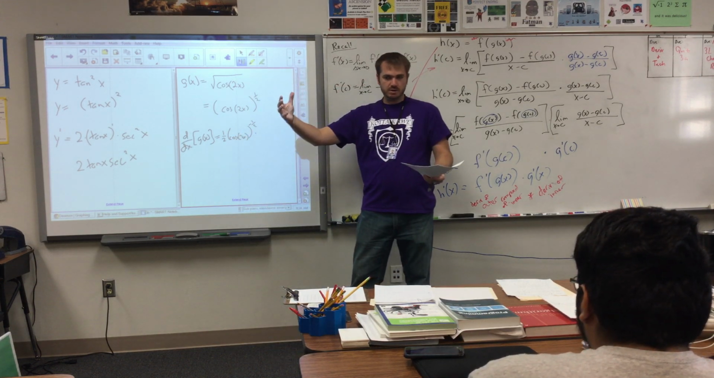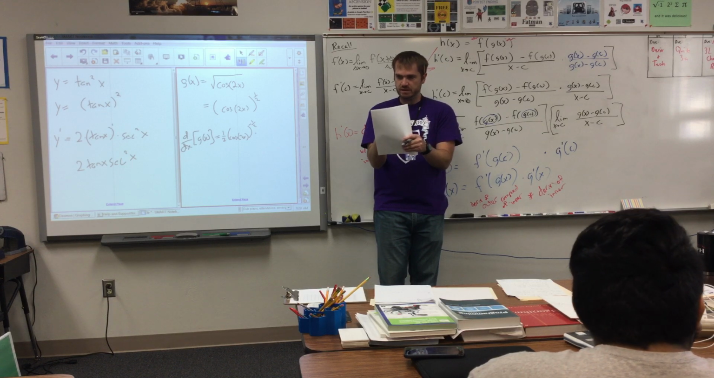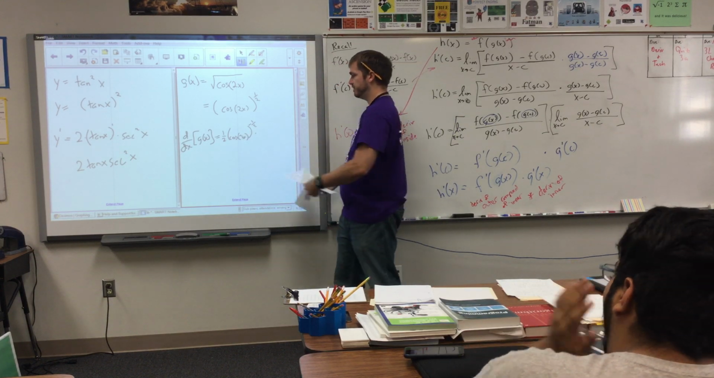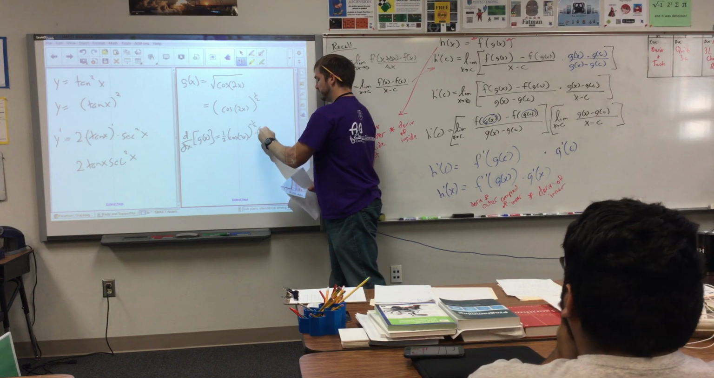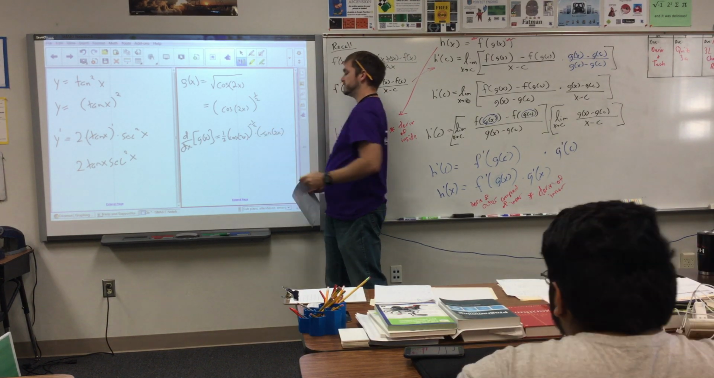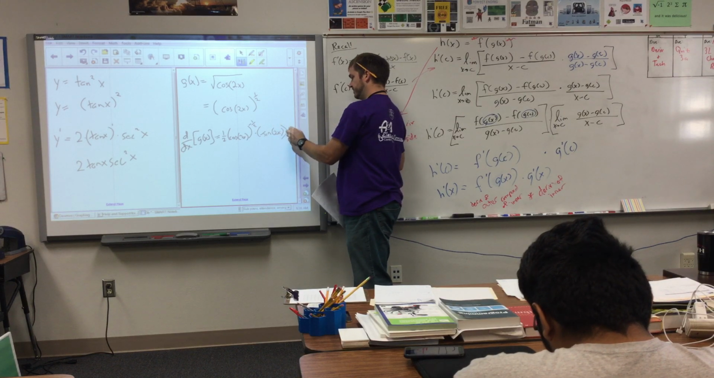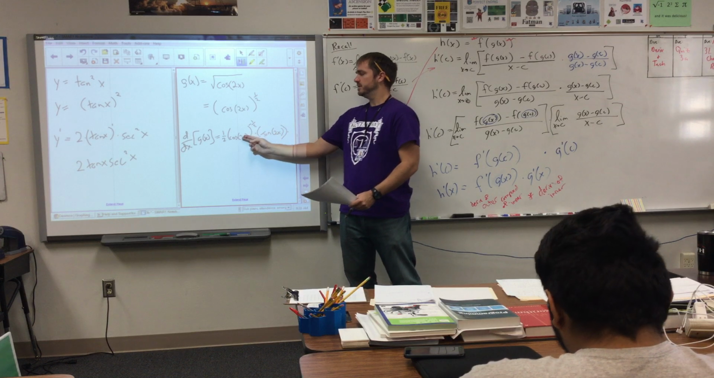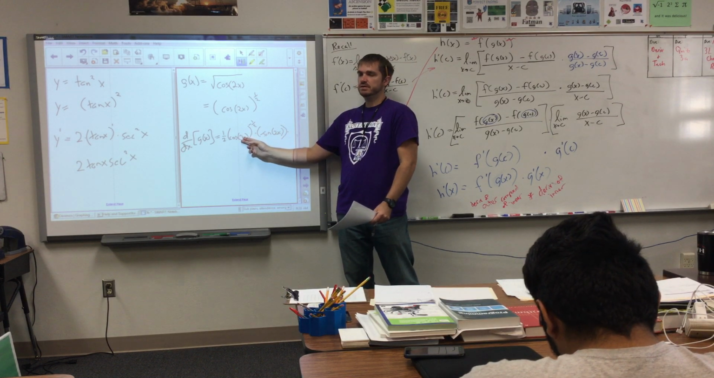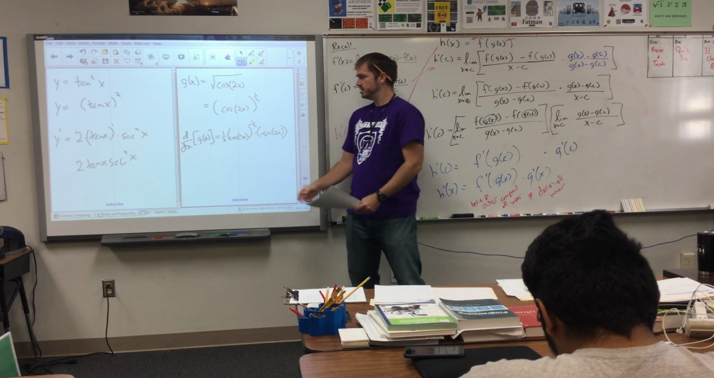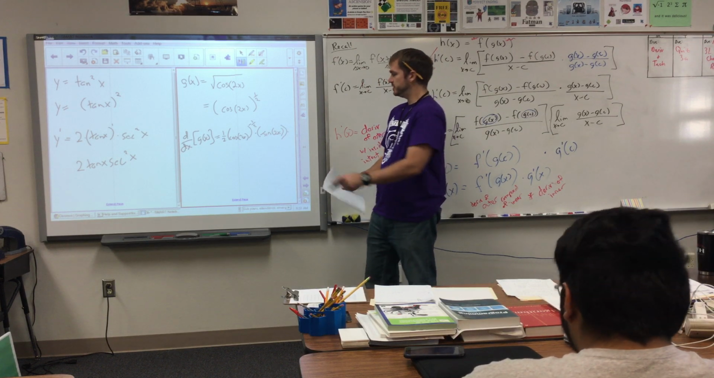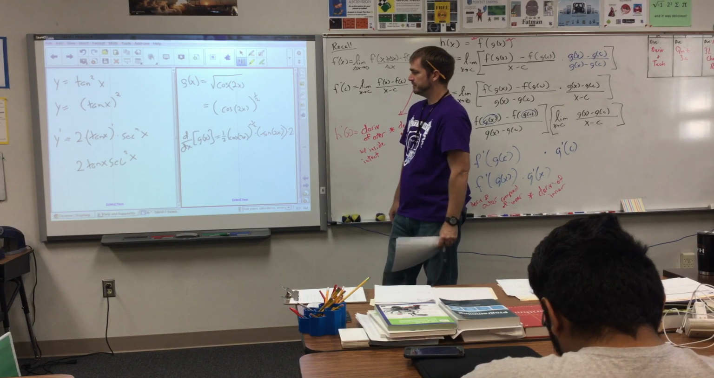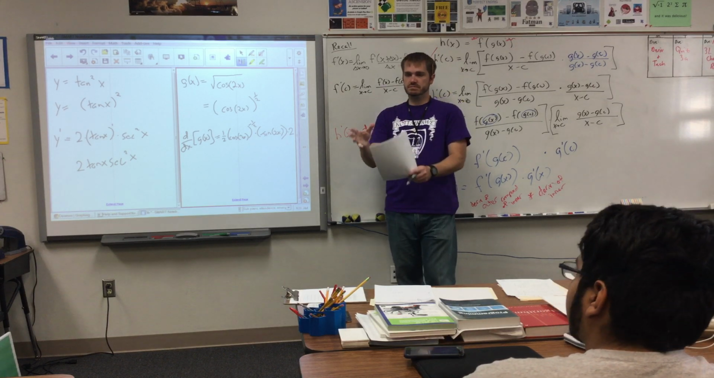The outer function being cosine, the inner function being 2x. So it's cosine of blah. What's the derivative of cosine? Negative sine. So negative sine of blah, so negative sine of 2x. Then times the derivative of its inside. Derivative of 2x is 2. So you just carry that along.